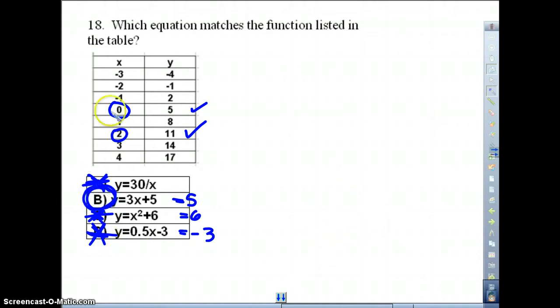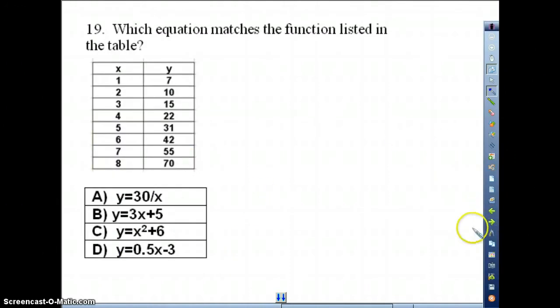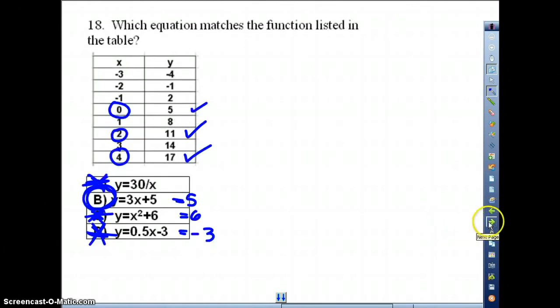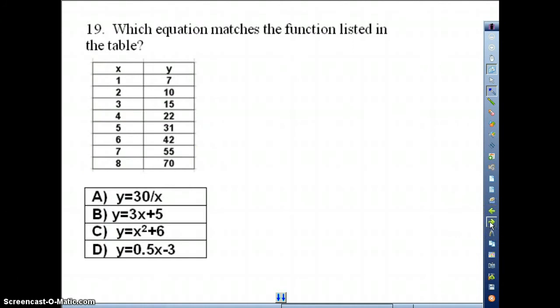Yep. All of these, when you put in all of these x values, for instance, like this one, 3 times 4 is 12, plus 5 more is 17. You're always going to get back that y value. Number 19, which equation matches the function listed in the table? What? Isn't that exactly the same as 18? Oh, the numbers are different.